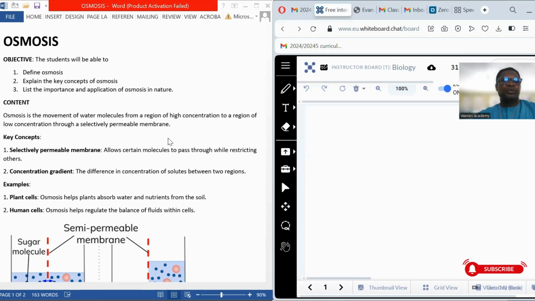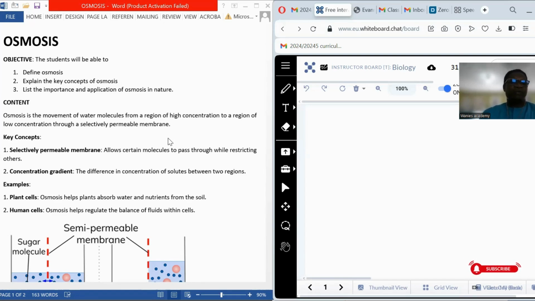It can be said to be a process of diffusion, only that a selectively permeable membrane is needed in osmosis, but a selectively permeable membrane is not needed in diffusion. Let's see some key concepts in osmosis.